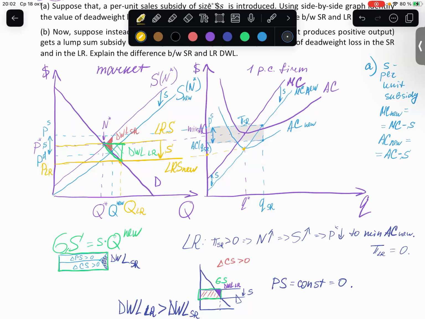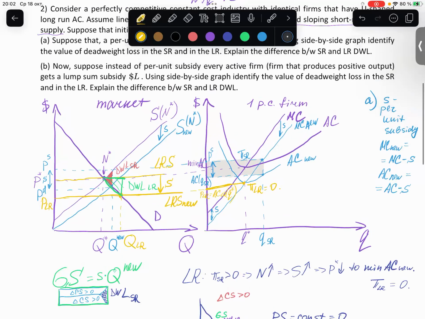And in the long run, price in the long run equals the average costs in the long run. Why? Because it's the minimum. So we will not have an area. Profit in the long run will be equal to 0. So I think that's all about this task. Okay, good. Now let's do point B.